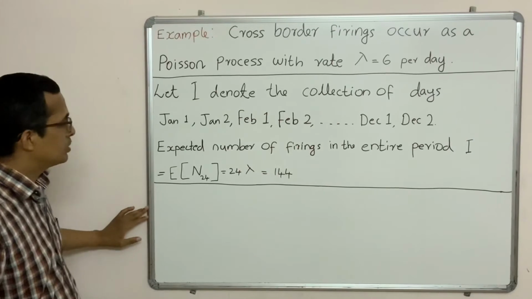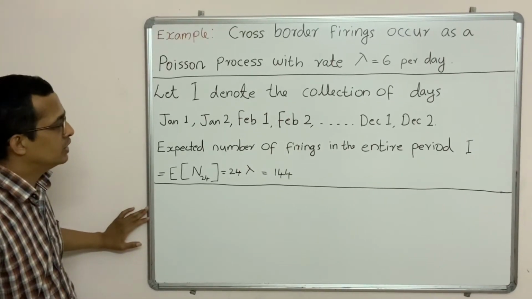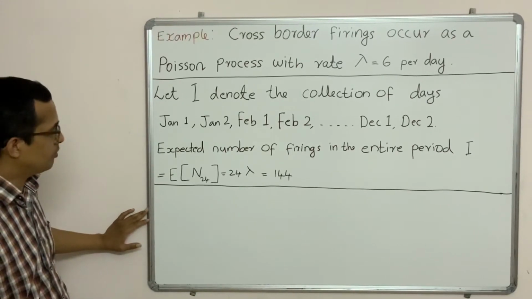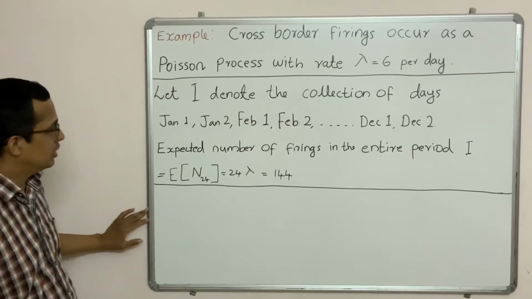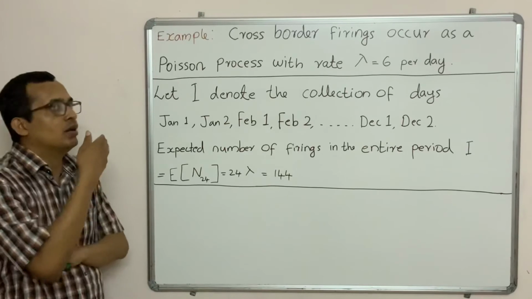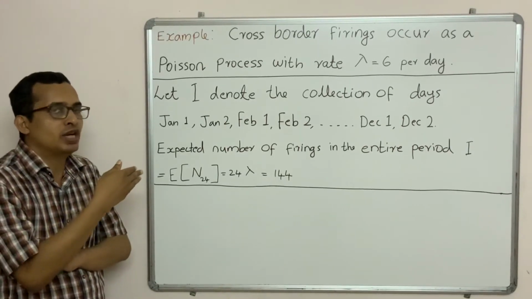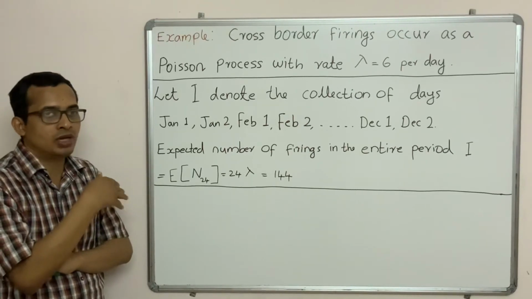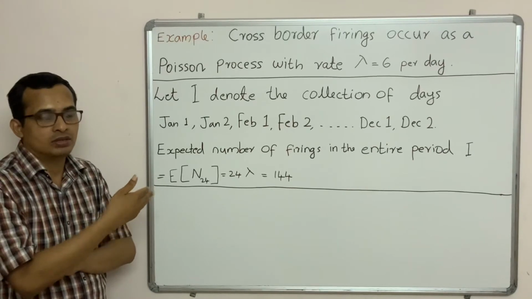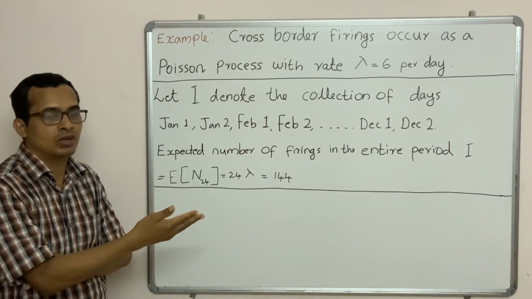Now, the government wants to know the expected number of firings in this period I of 24 days. At least we can approach this in 2 ways. One way is that we know the arrivals on one particular day, say Jan 1, and the arrivals on Jan 2 are independent. And also they are identical because of the Poisson process property. The same is true for February 1 and February 2, December 1 and December 2.